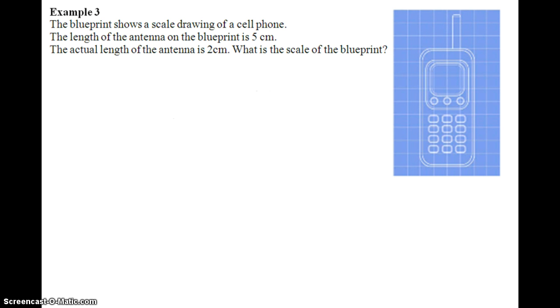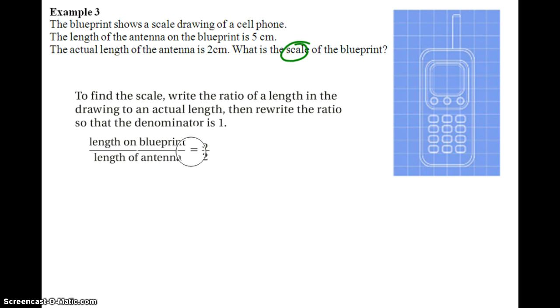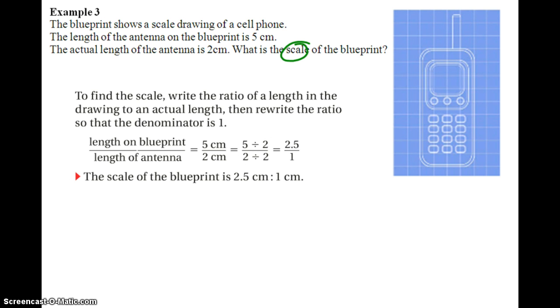Okay, example 3. We have a blueprint that shows a scale drawing of a cell phone. Quite an old cell phone. So we have the length of the antenna on the blueprint is 5 centimeters, however the actual length is 2. So we need to find the scale of the blueprint. So when we do that, we need to take the ratio of the length of the drawing over the actual length and then reduce it till we get the denominator as 1. So we have 5 over 2. Divide 5 by 2 to get 2.5. So the scale of the blueprint is actually 2.5 centimeters to 1 centimeter.